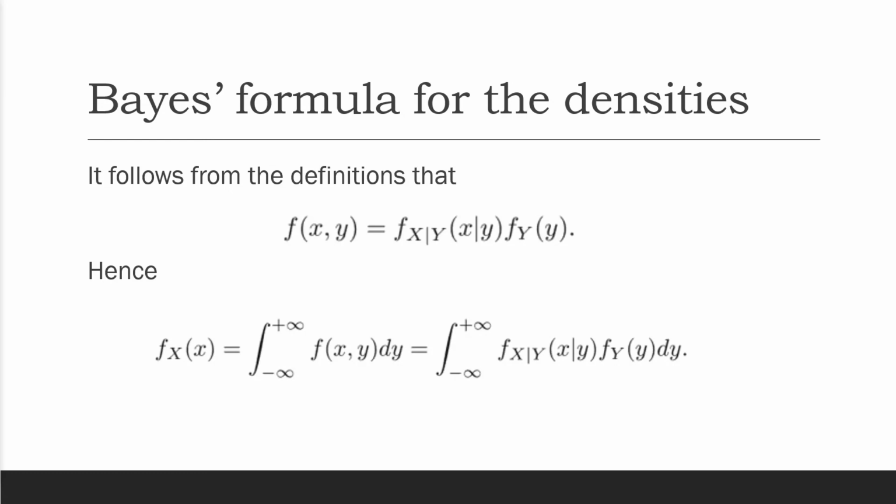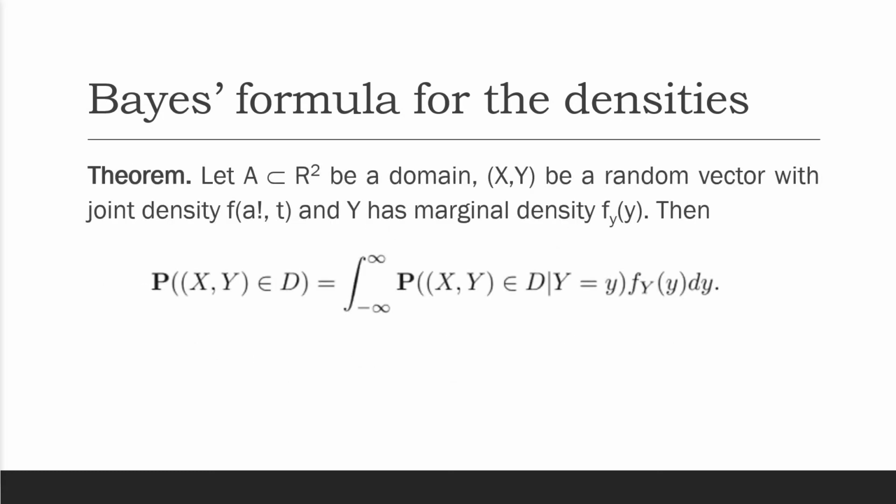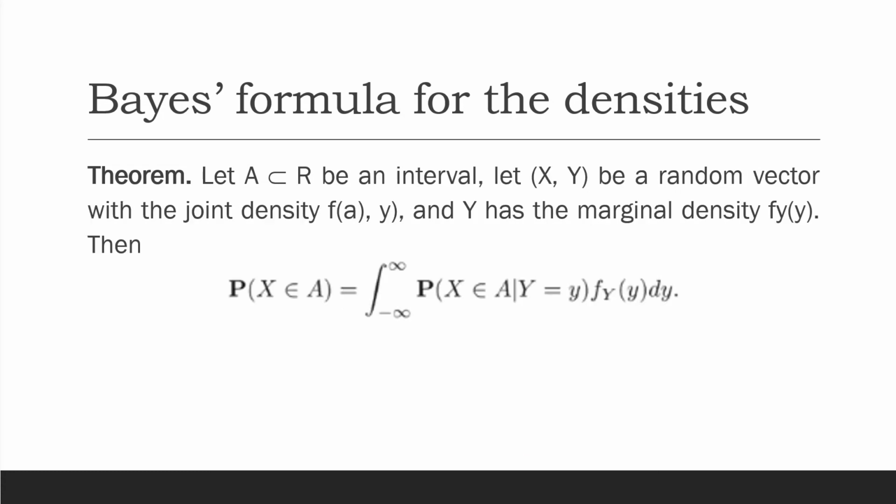So these would be the theorems which give us analogs of Bayes' formula for continuous distributions. So what are those formulas? The theorems, rather. So this would be the theorem.